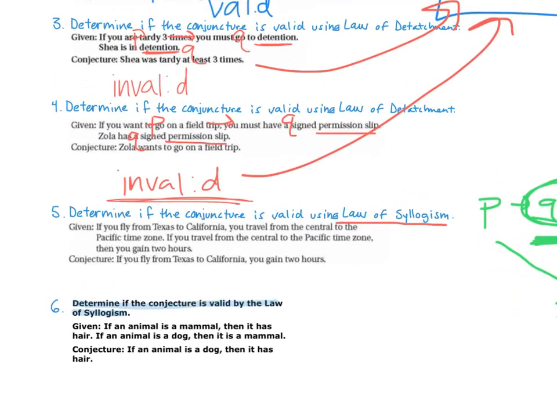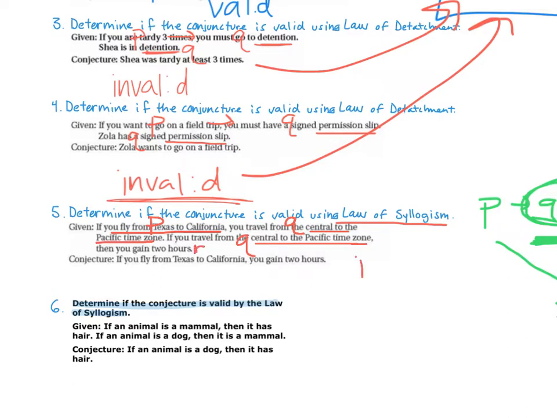So if you fly from Texas to California, this will be our P. Then you travel from the Central to the Pacific time zone. This one's our Q. If you travel from the Central to Pacific time zone, so we see that same phrase again, like we saw in Q. So this would be Q again. Then you gain 2 hours. We haven't seen this phrase before, so this one's R.